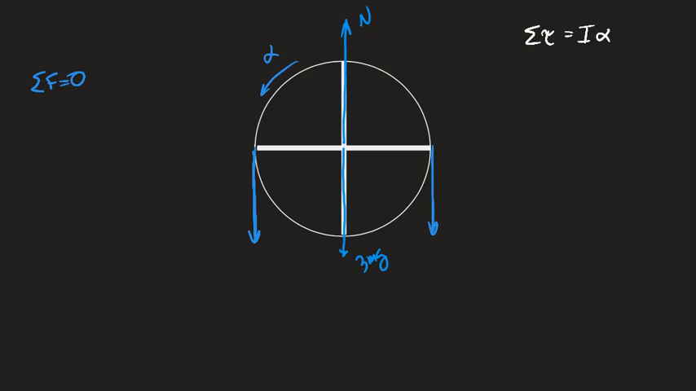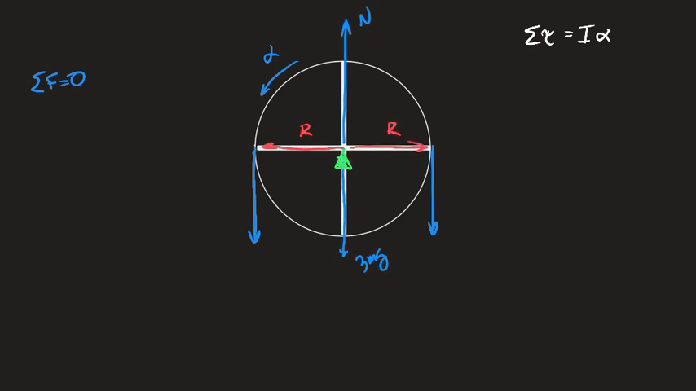Now, it should be clear to you that if the pivot point is at the center, the weight doesn't apply a torque, and the normal force that's mounting the pulley there doesn't apply a torque. But these two tensions must apply a torque, because they act with a torque arm distance of r in both directions.